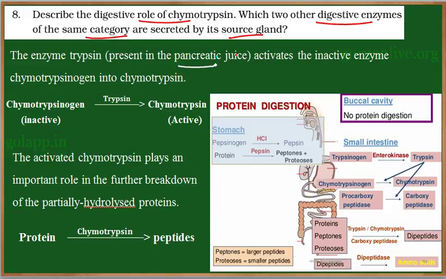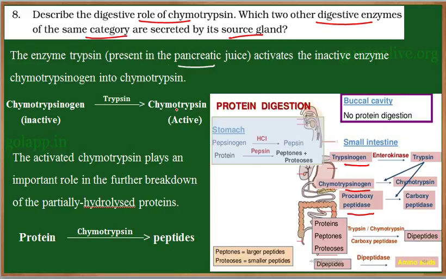The pancreatic juice secretes three inactive enzymes, that is trypsinogen, chymotrypsinogen and procarboxypeptidase. So these are the three protein digesting enzymes produced in the pancreas, and they are produced in the inactive form. Now in this question, let us learn about the functions of all three enzymes. Firstly, coming to the first part of the question, describe the digestive role of chymotrypsin.